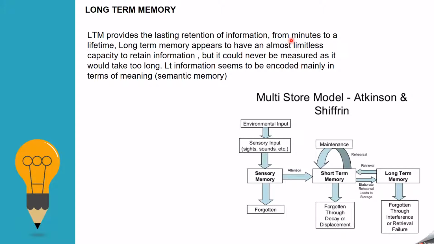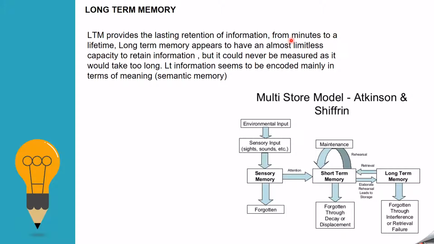Long-term memory appears to have an almost limitless capacity. So it's unlimited to retain information, but it could never be measured as it would take a long time. If it was to be measured, you would probably have lots of problems, like people would die during the experiment due to the long period it would take to find out the duration of long-term memory. Which is why we say it's unlimited.